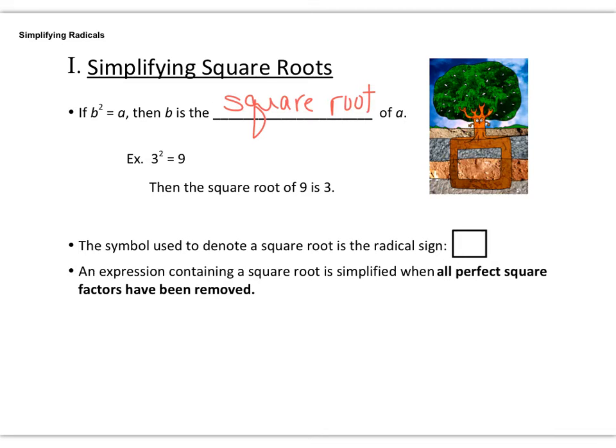The symbol used to denote a square root is called a radical. So you will more likely hear me say radical something. And that's your square root sign. So it's like a little check mark with a line. Okay, so that is your radical or your square root sign. An expression containing a square root is simplified when all perfect square factors have been removed. And that's what we're going to focus on today, is the easiest possible way that we can set up to do these. Okay, so you guys can learn how to simplify.